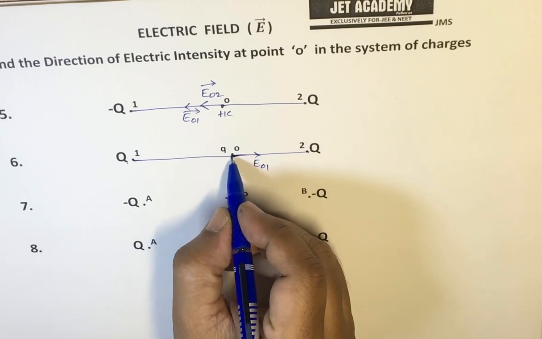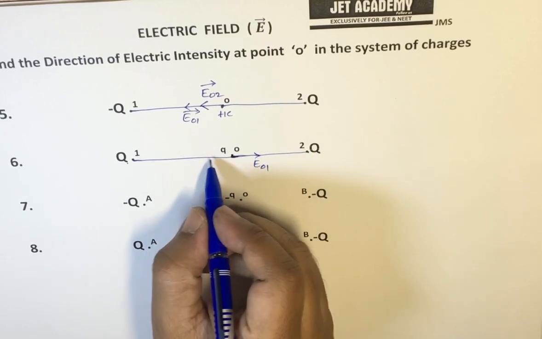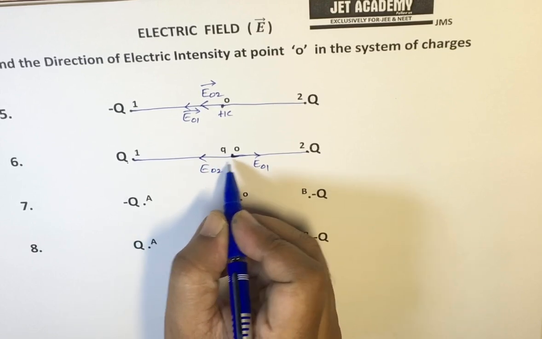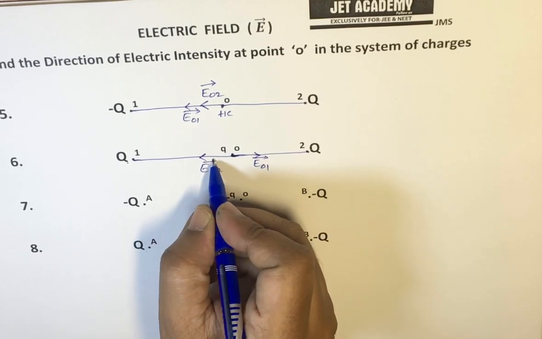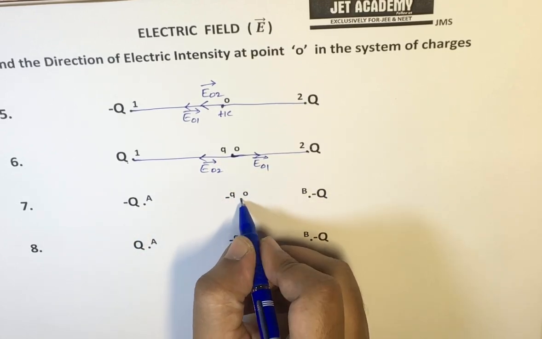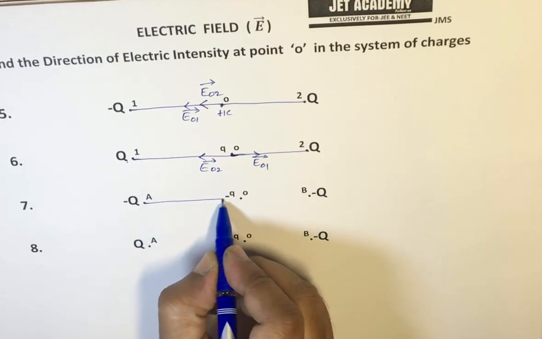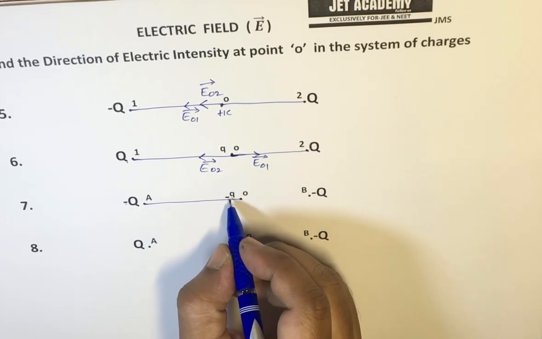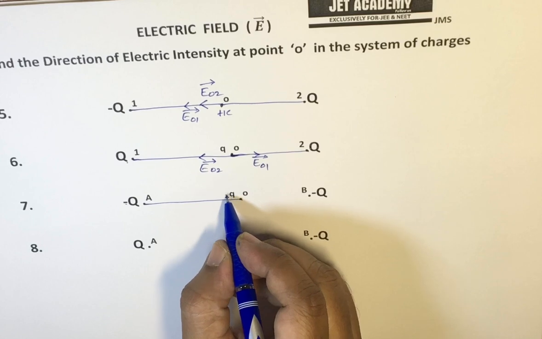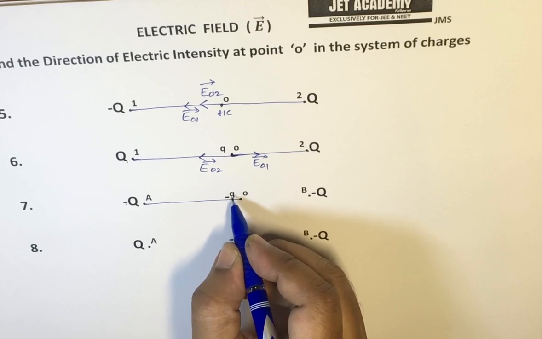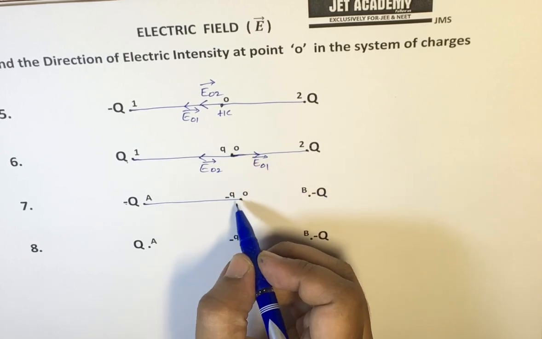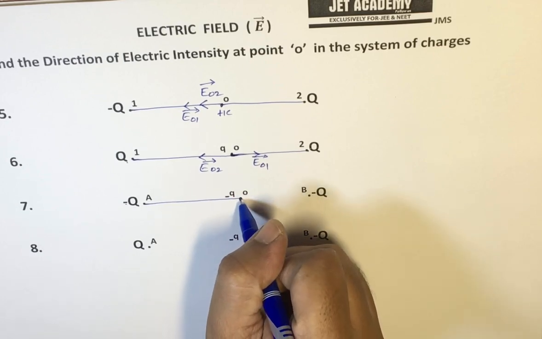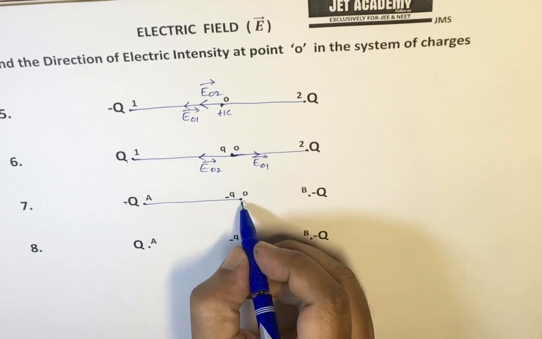Then this is also positive, so repulsive; this is going to be the electric intensity at O due to 2. And here, due to this line joining, this is minus. But don't get confused: this is another charge, minus Q, which is present here. This charge is not affecting anything to change the direction of electric intensity at point 2.